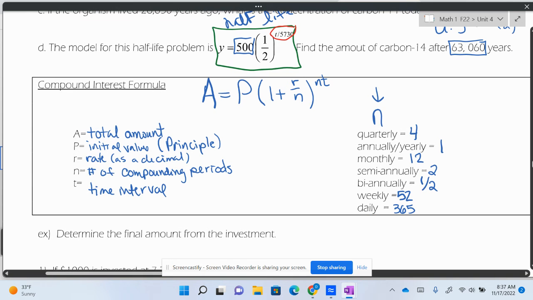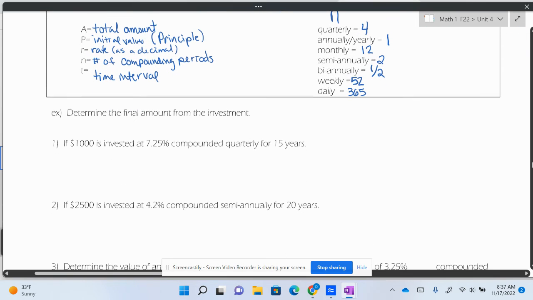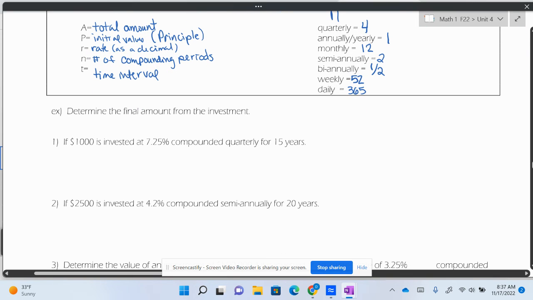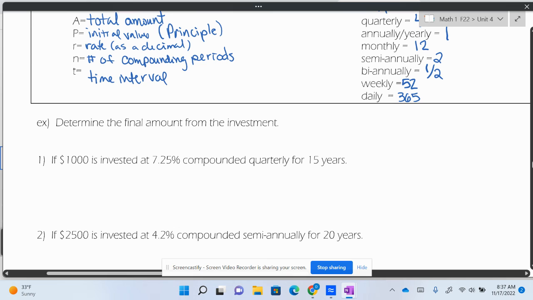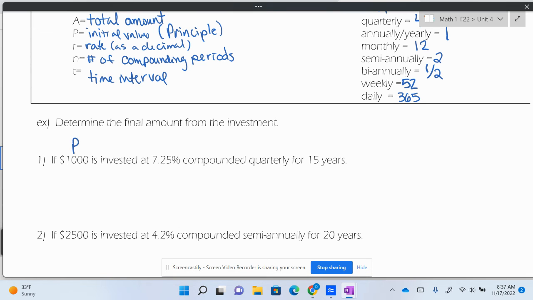Okay, so we are going to do just 2 of these examples. If $1,000 is invested, this is my P, capital P, my principal, and it's invested at a rate, this is my R, and I'm going to turn it to a decimal right now, 0.0725. And it's compounded quarterly. That means N is 4. For 15 years, that means T is 15. I think that we have everything that we need to plug into our formula.